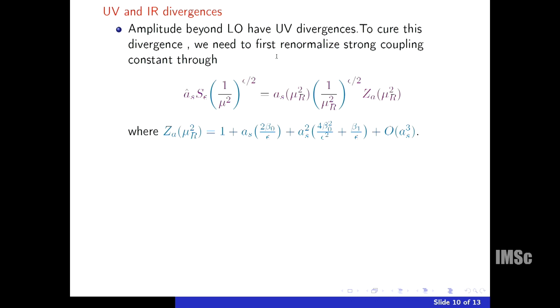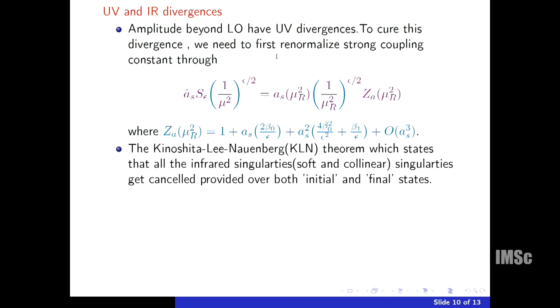Once you calculate all your cross sections, you will find that there is UV divergence and IR divergence. UV means ultraviolet, IR means infrared. The UV divergence comes when you take the energy very high. You can remove this divergence using coupling constant renormalization. Now you will have only IR divergences.